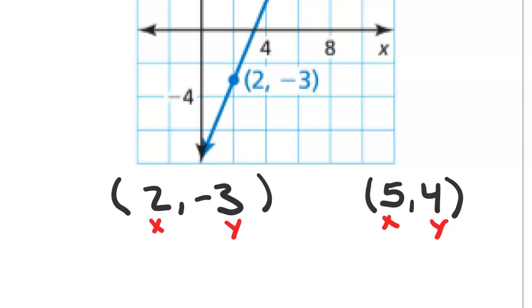And we're going to use those little subscripts, those tiny numbers that go below them, to show that this is our first point. This is x1 and y1. It's the first point we're talking about. This is our second point. So we're going to call it x subscript 2 and y subscript 2.